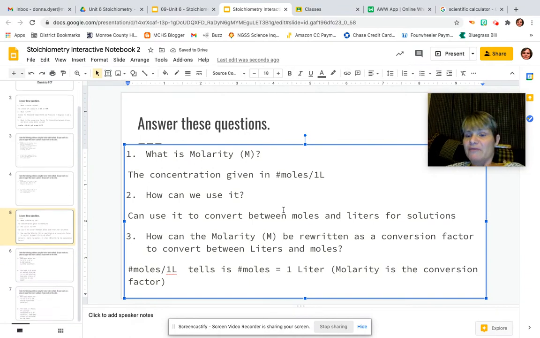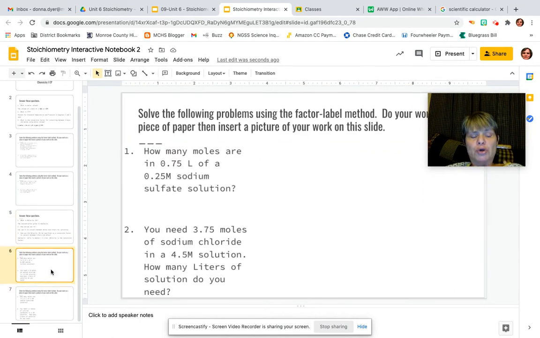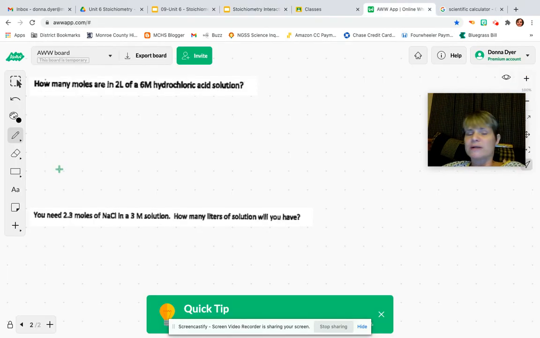So I'm going to show you a couple of examples on how to do this, and then you are going to have 4 examples, again 2 slides with 2 problems each. And just like we've been doing since we started Unit 6, the factor label method, you are going to work these problems out on a piece of paper. Work both of these out on the same paper together. Take one picture and insert it into the slide here. Do that for every one, all of these 4 slides that have problems on them. Okay, so we have 2 example problems here that we're going to use, and I'm going to show you how to use that molarity as your conversion factor.